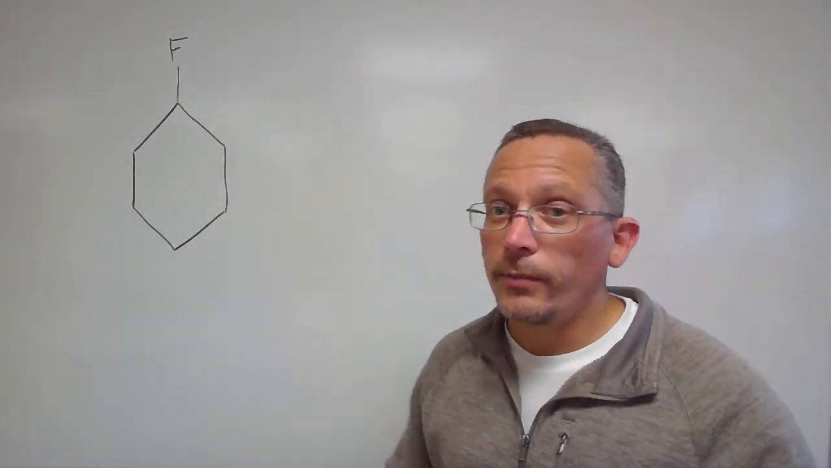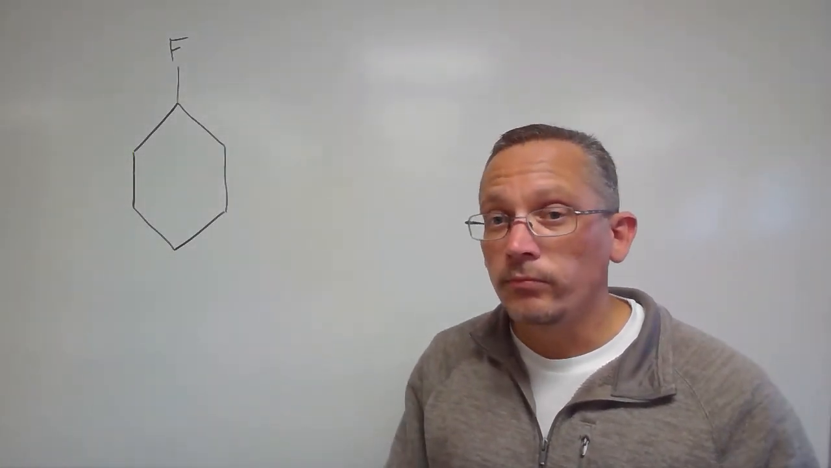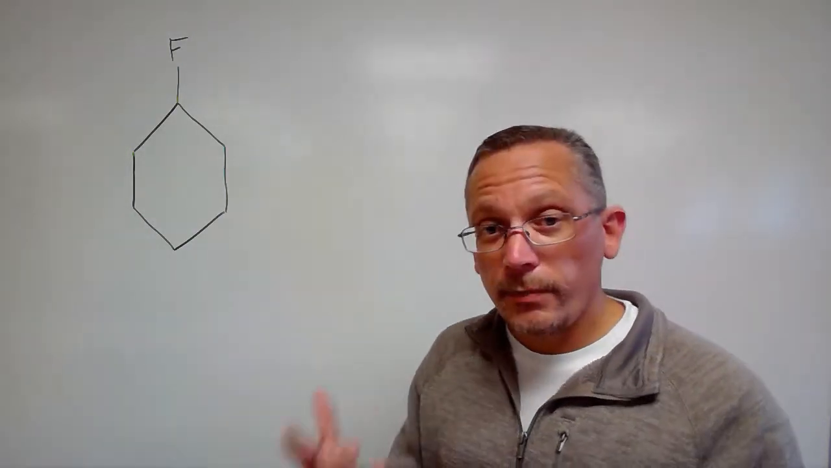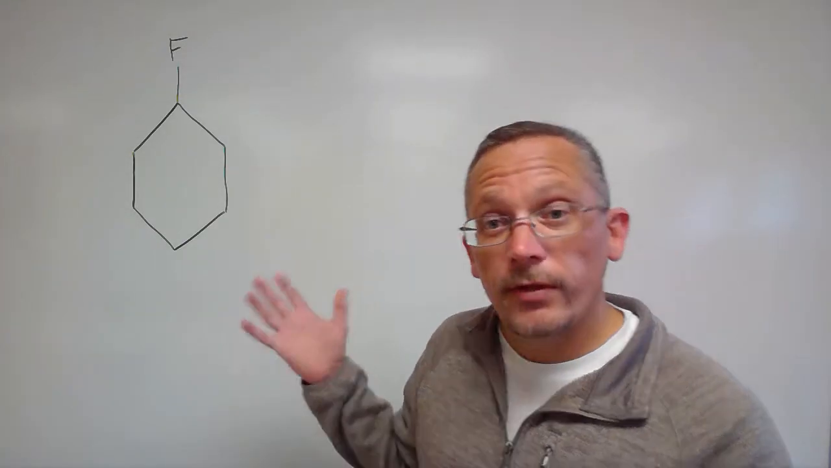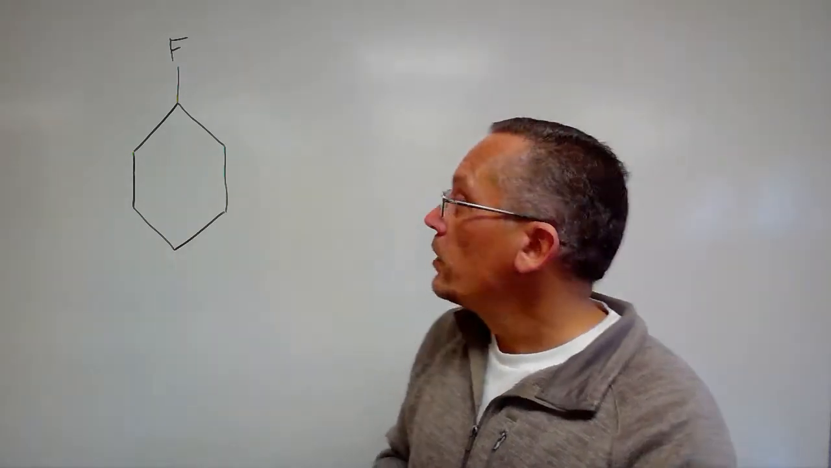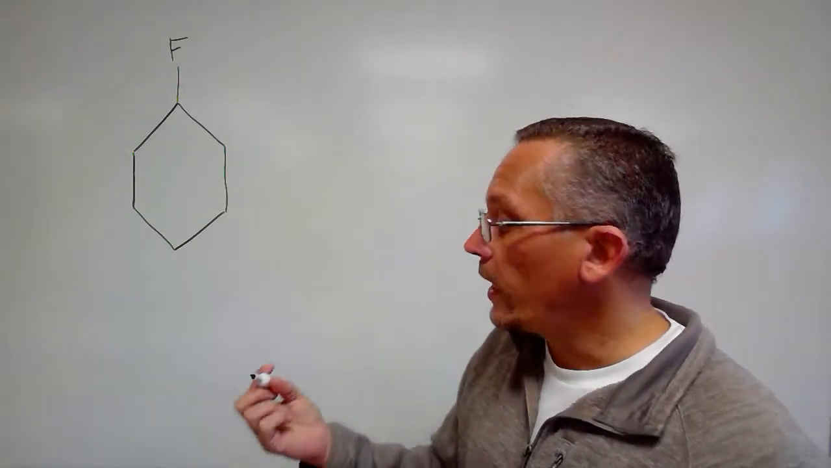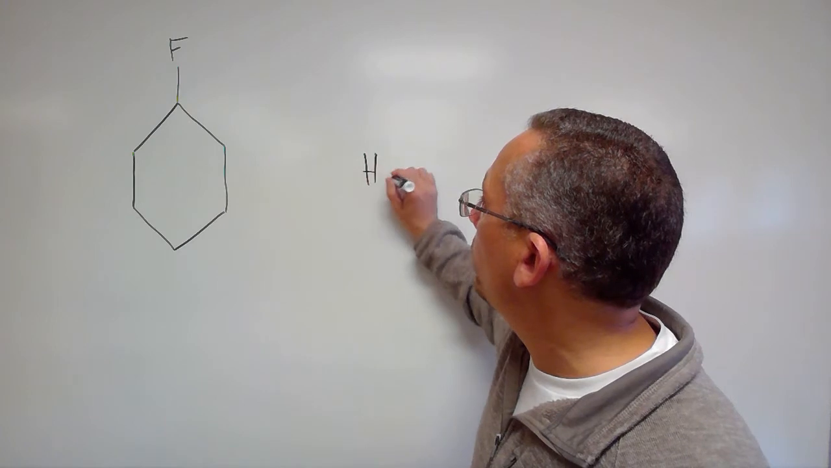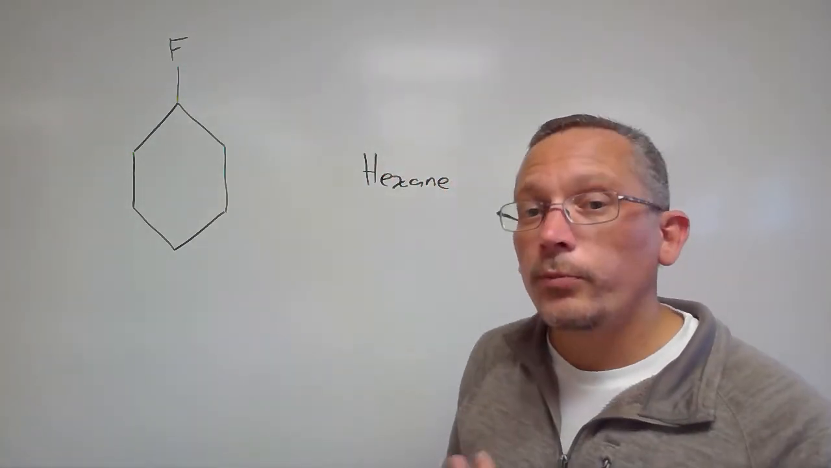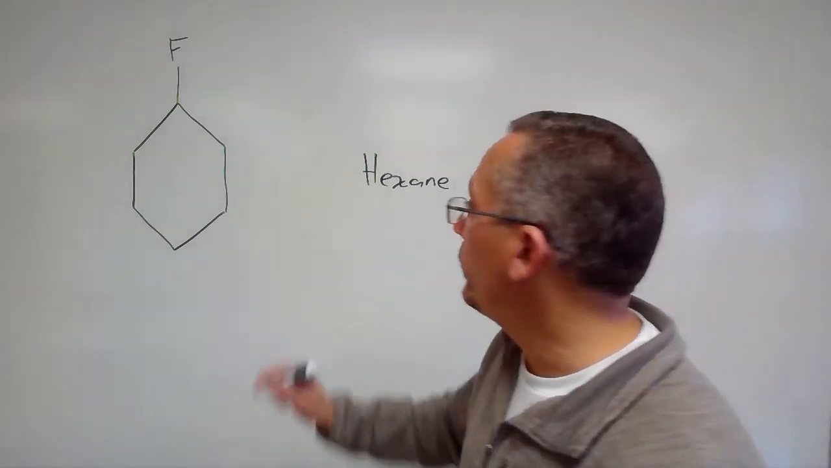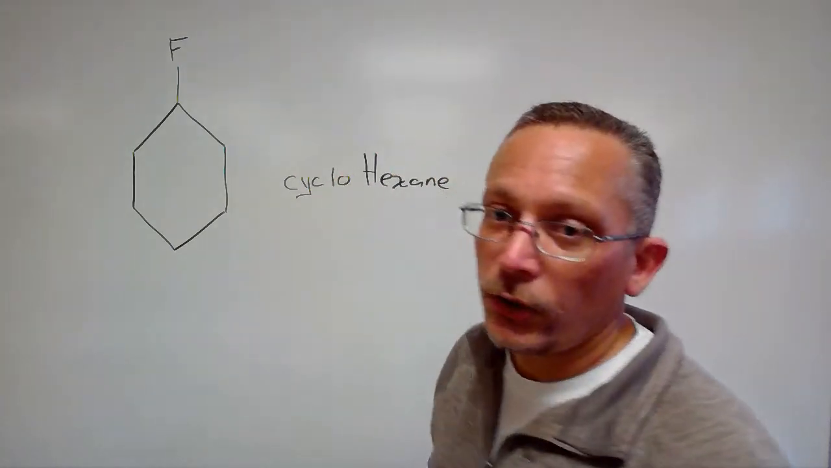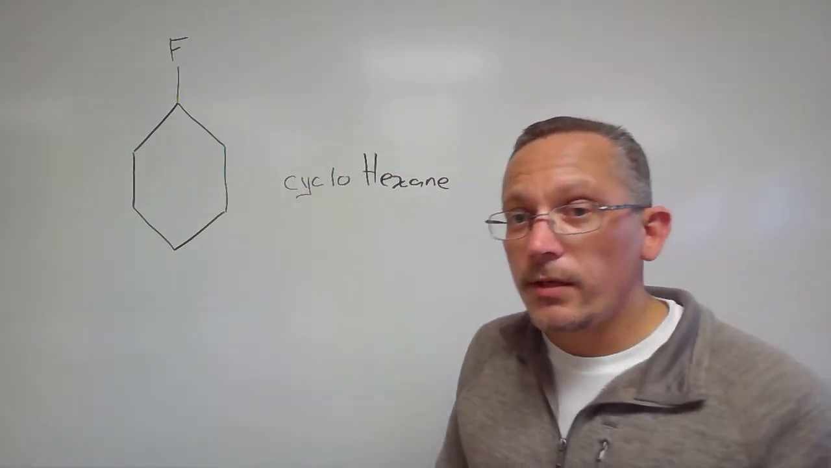What if we have a branch coming off of a simple carbon ring? Okay, let's take a look at this and let's name this. First let's name the ring. How many carbons do we have in the ring? We've got 1, 2, 3, 4, 5, 6. And there are no double or triple bonds. So again, hexane. And because it's a ring, we'll put that prefix cyclo in front of it. Cyclohexane. And then let's just name the branch, okay?